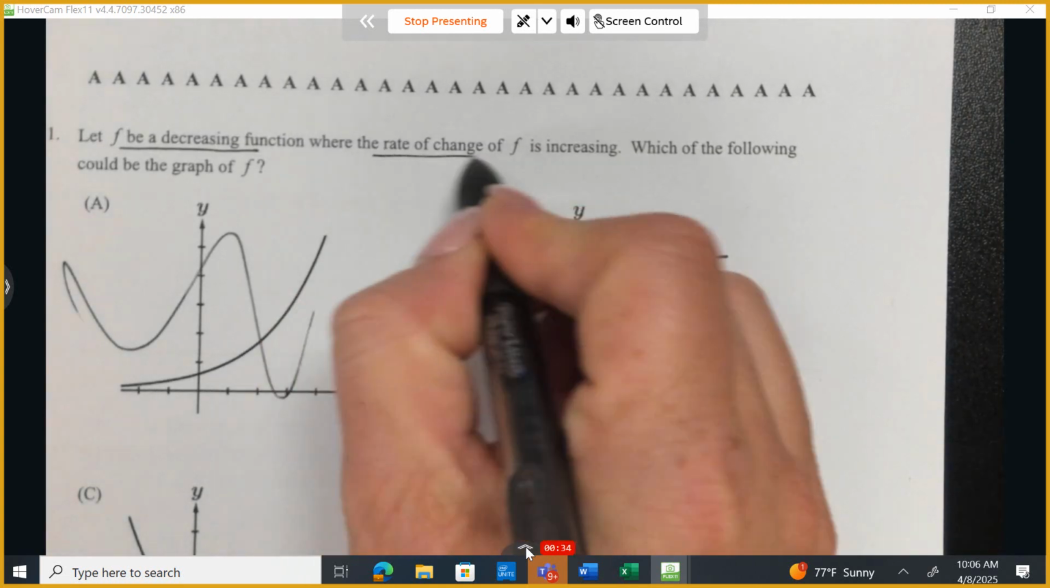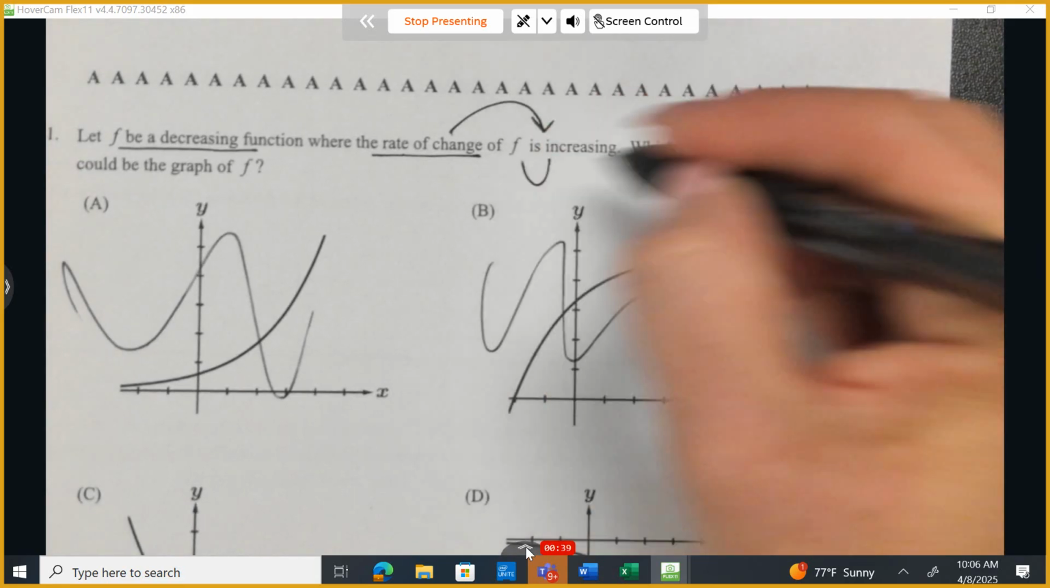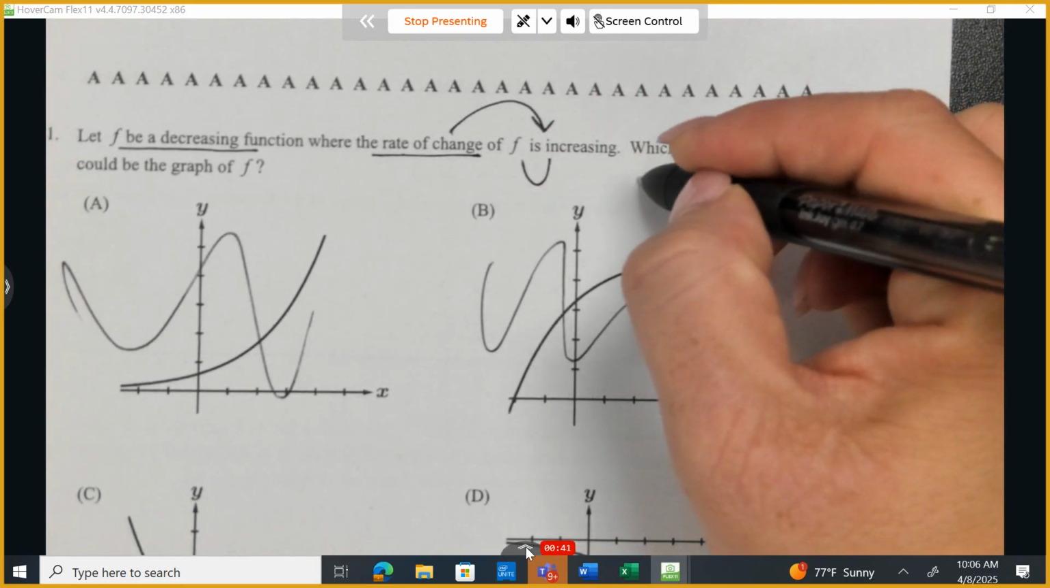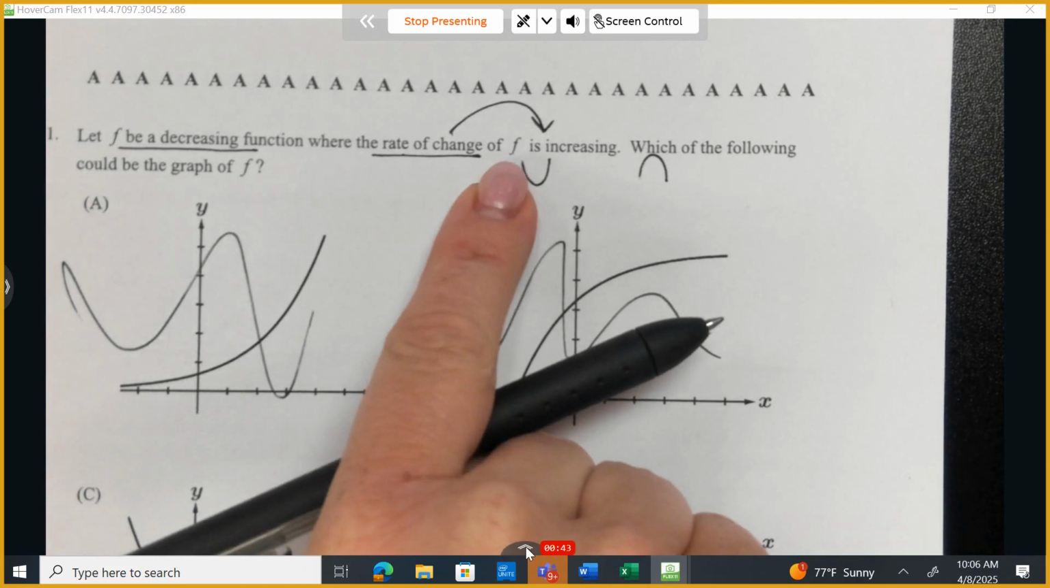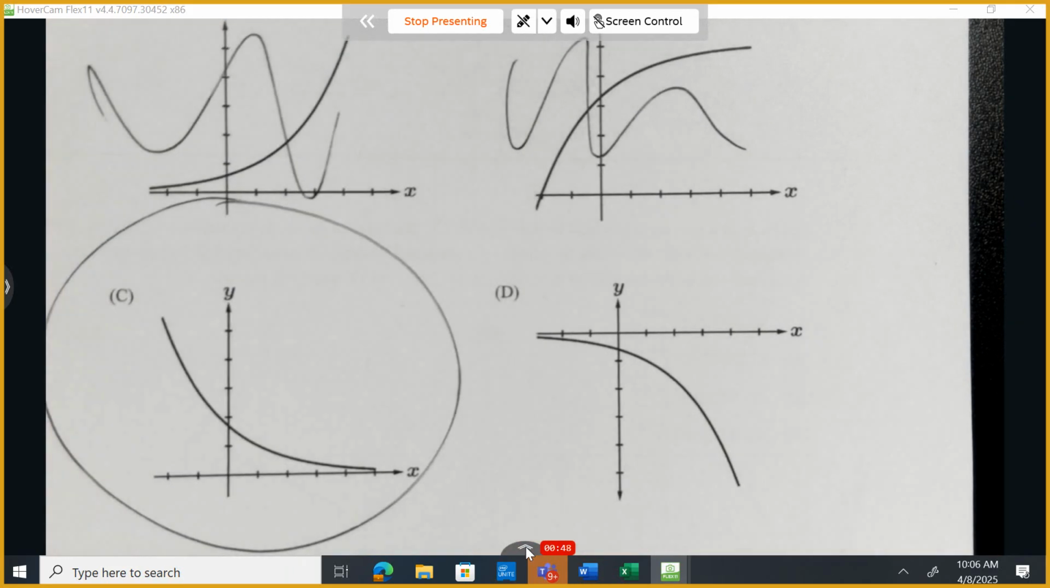Now here's the key. Rate of change. When rate of change is increasing, we say it's concave up. When rate of change is decreasing, we say it's concave down. So I'm looking for concave up or that smiley face. I can see that in option C.